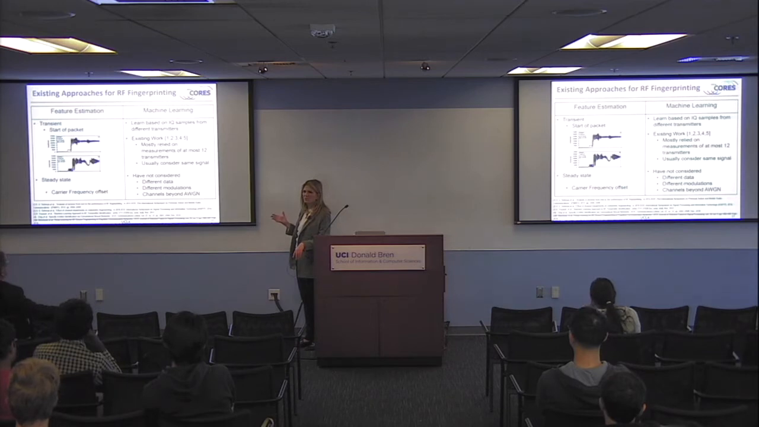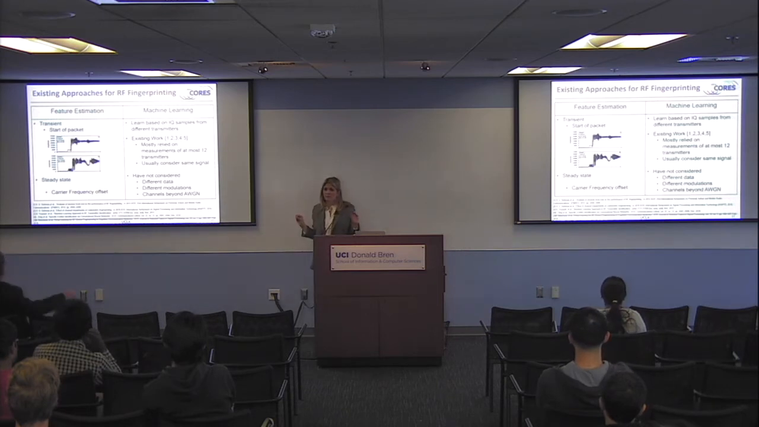Higher layers will not even bother about this, right? They are decoding these modulation schemes perfectly. But here we're looking at small differences at the start of the packet or carrier frequency. This is a very hard problem if you want to go with feature estimation and identifying transmitters.